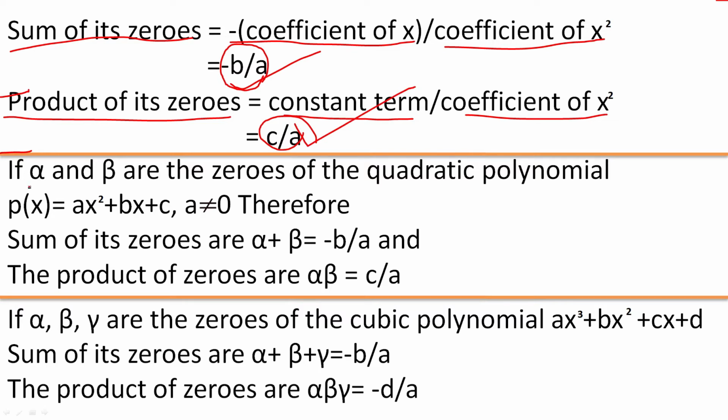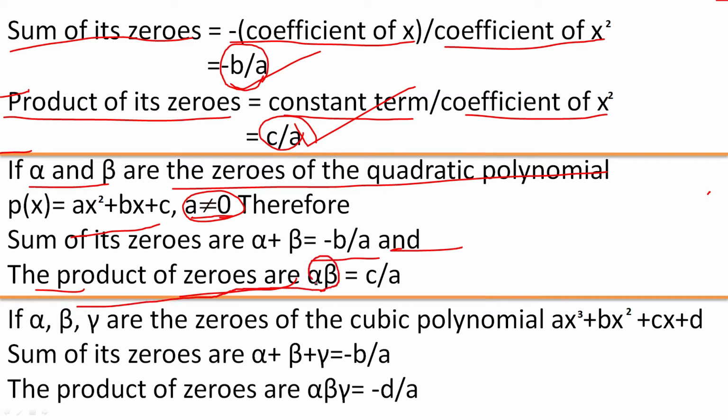If alpha, beta are the zeros of the quadratic polynomial p of x is equal to ax square plus bx plus c where a not equal to 0. That is the condition actually, because if a is 0 it is not a quadratic equation. Therefore sum of zeros, already told you, is equal to minus b by a, and the product of zeros alpha and beta is equal to c by a. This is the formula, we are going to use it in the exercise.